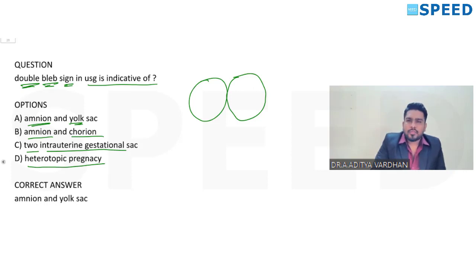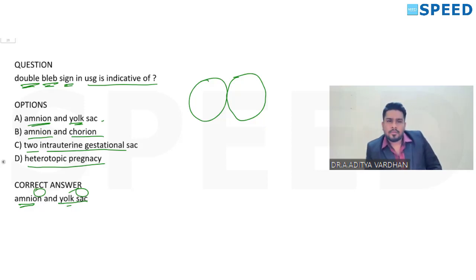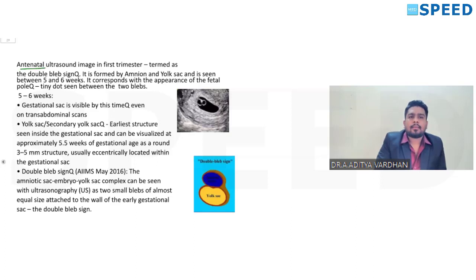Friends, it's a factual question. Double bleb sign means amnion will be one bleb, yolk sac will be another bleb. Okay, but what I will do is decode the other options. Whenever we perform an antenatal ultrasound in the first trimester, we will be able to find the double bleb sign first. It will be formed by amnion and yolk sac.